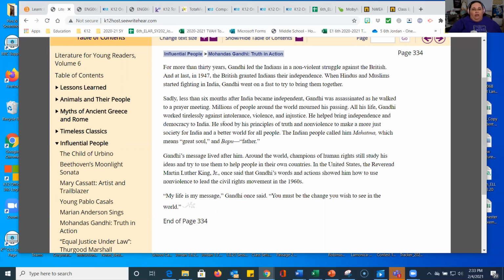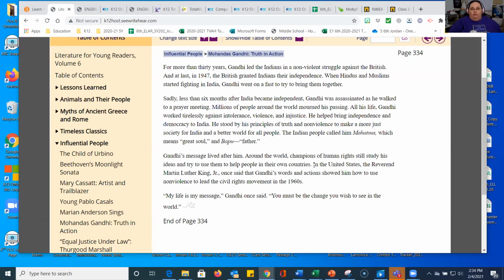All his life, Gandhi worked tirelessly against intolerance, violence, and injustice. He helped bring independence and democracy to India. He stood by his principles of truth and nonviolence to make a more just society for India and a better world for all people. The Indian people called him Mahatma, which means great soul, and Bapu, father. Gandhi's message lived after him.